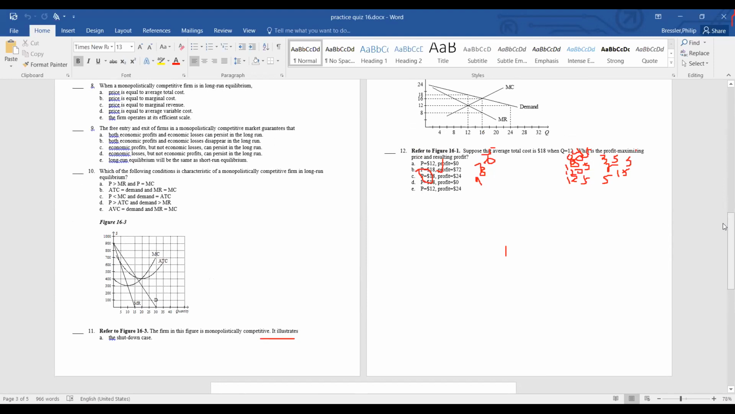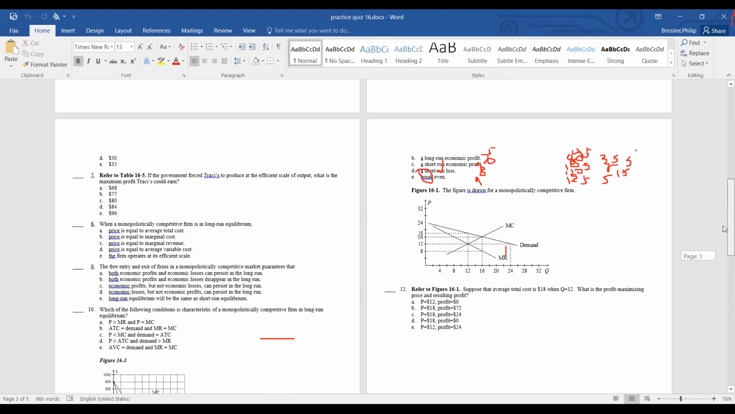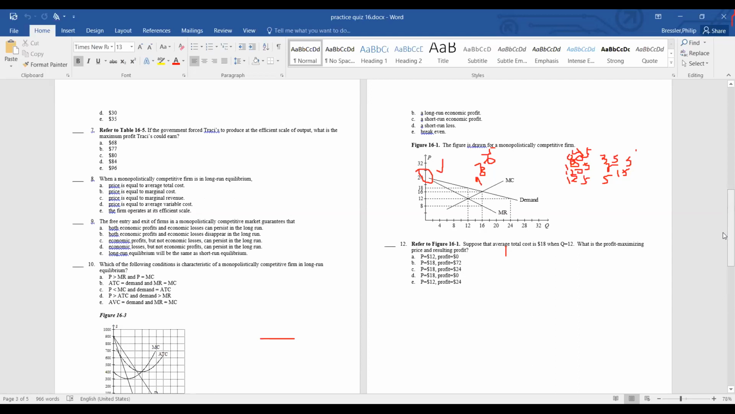It can't be the shutdown rule because the firm is making money. So it's not A. It's not long run economic profit, because monopolistic competition can't make long run economic profit. It's short run economic profit, because if you're making profit, you have to be in the short run. If you're making or losing money, you're in the short run. So it's going to be C. Does that make sense to you?